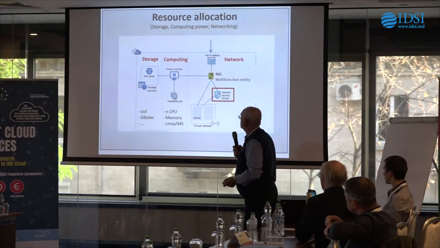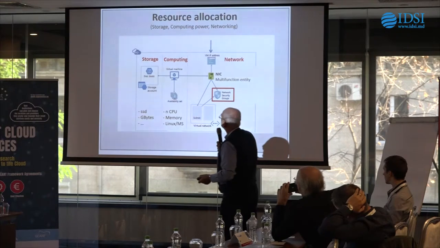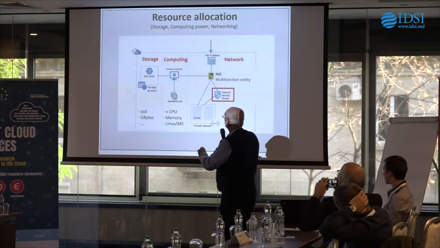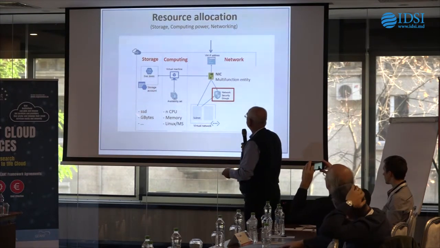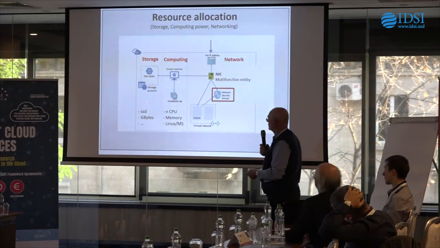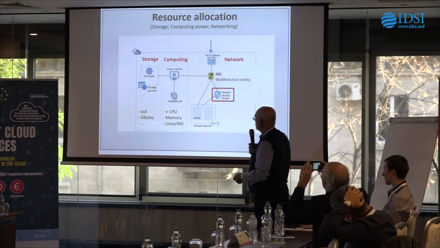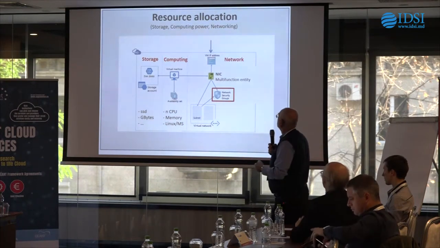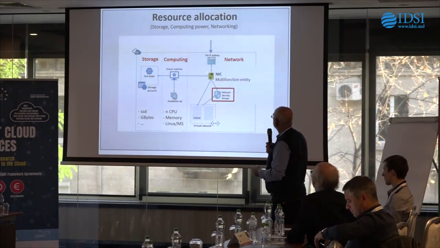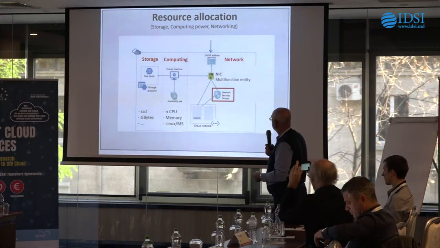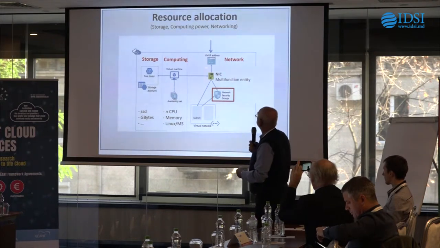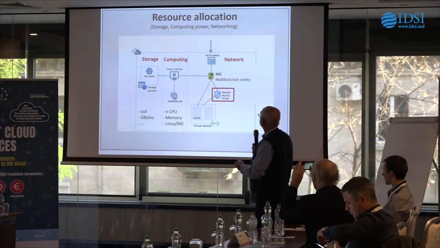So, resource allocation. I said that you can define what you want. So you define the storage: how big the data will be, what type of storage it will be. You will create a virtual machine, you will select how many CPUs you want in the machine, how much memory, if it's Linux or Microsoft system, and of course you will also create the network. And there is a NIC, which is a multifunction entity, and you can create some security groups, some subnets, and so on. So you should also be a network specialist if you want to work as a cloud architect.